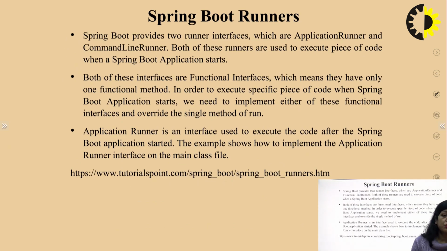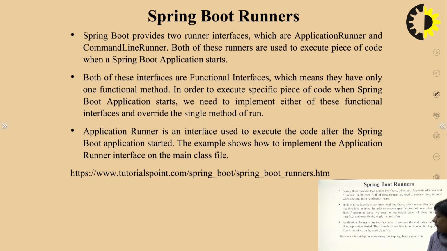Now the question arises, what is Spring Boot runner? Spring Boot provides two runner interfaces, which are application runner and command line runner. Both of these runners are used to execute a piece of code when a Spring Boot application starts. Both of these interfaces are functional interfaces, which means they have only one functional method to execute a specific piece of code when the Spring Boot application starts. So we need to implement either of these functional interfaces and override the single method to run.